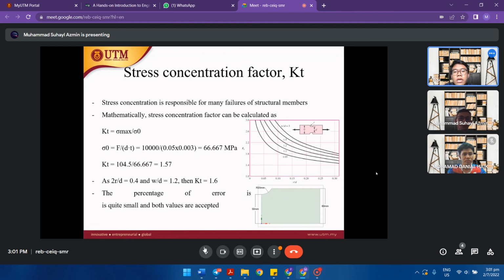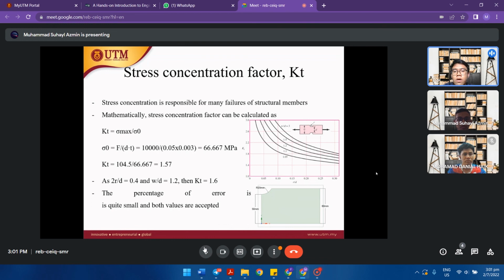Okay, next we evaluate the stress concentration. Stress concentration is responsible for many failures of structural members. In this case, a stress concentration will cause the material to crack if stress exceeds the material endurance limit. We define K as the ratio of maximum stress to average normal stress acting at the cross section. In this project, the stress concentration factor of the notch thin plate is being analyzed.